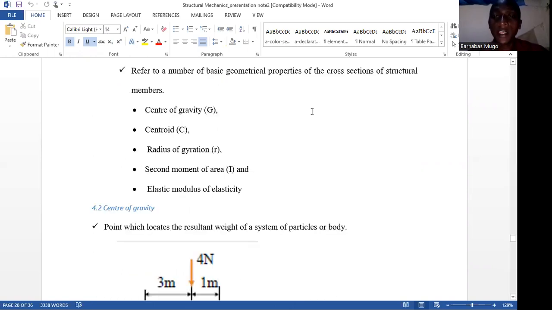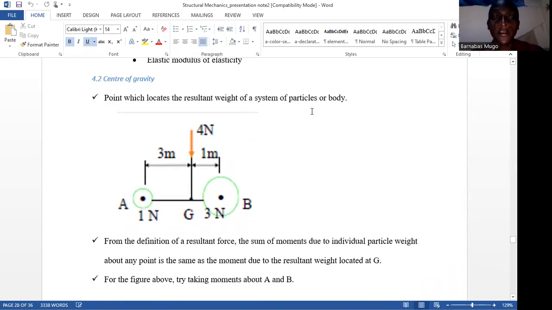But without wasting time, I'm going to start off with the first case, which is the center of gravity. When we're looking at the center of gravity, this is a point. That is something that you need to know. It is a point, and this point locates the resultant weight of the system of a body or a particle. So the point at which the resultant weight of the body seems to be acting is the one that is termed as the center of gravity.